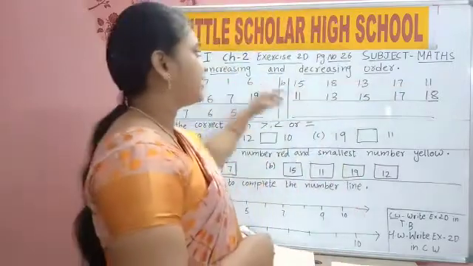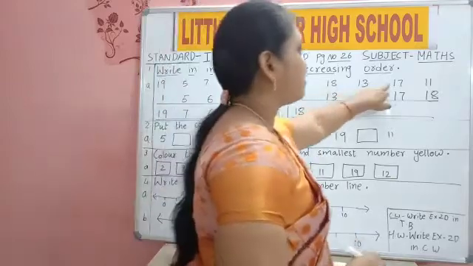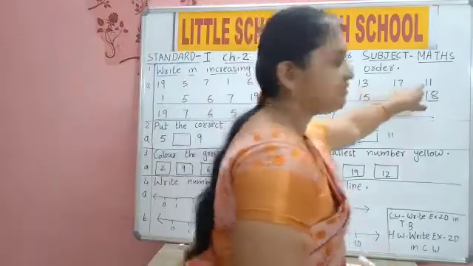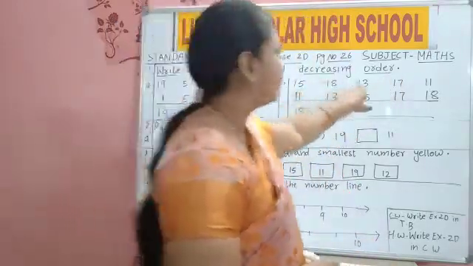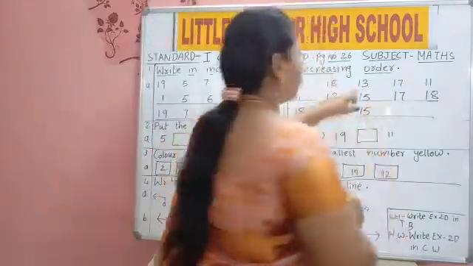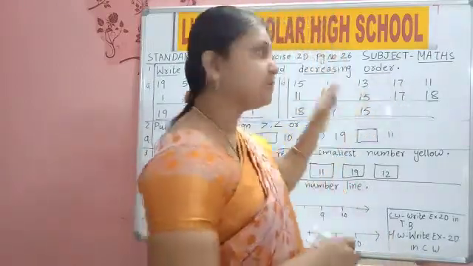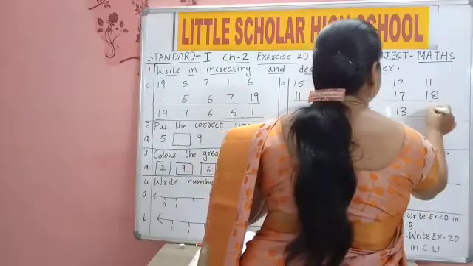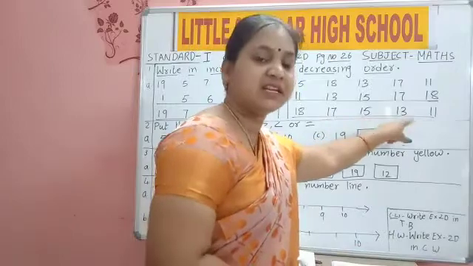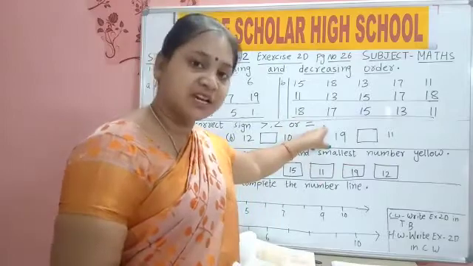Among 15, 18, 13, 17, 11, which is greater? 18 is greater. After 18, 17. Then we are left with 15, 13, 11. Among these, 15 is greater. Now we are left with 13 and 11. 13 is greater. Then at last, 11. See here: 18, 17, 15, 13, 11. Here the numbers are decreasing, so it is decreasing order.